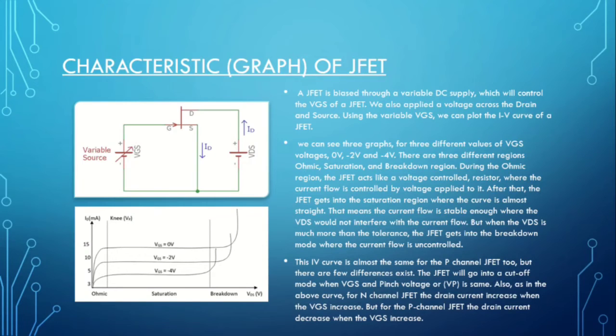Also, as in the above curve, for the N-channel JFET the drain current increases when the VGS increases, but for the P-channel JFET, the drain current decreases when the VGS increases.